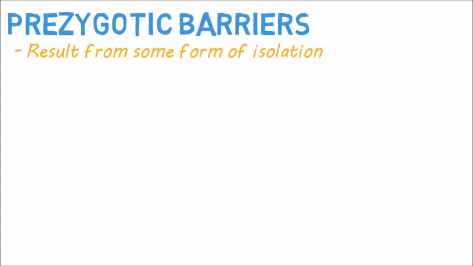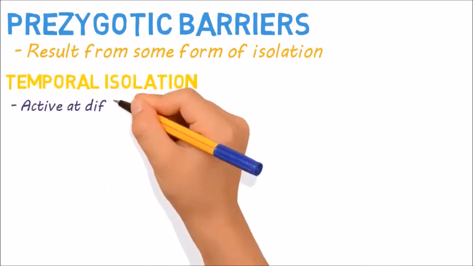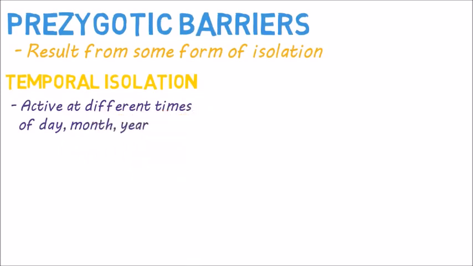Prezygotic barriers result when two groups within a species isolate themselves from one another in some way. So let's look at some examples. Temporal isolation occurs when members of the same species are active at different times of the day, month, or even year. More specifically, they breed at different times. For example, if some members of a group breed during the day and others breed during the night, they are isolating themselves from one another and not sharing genetic information.